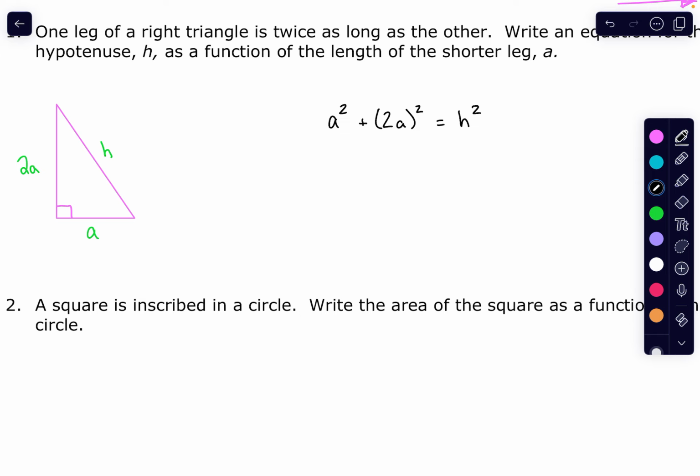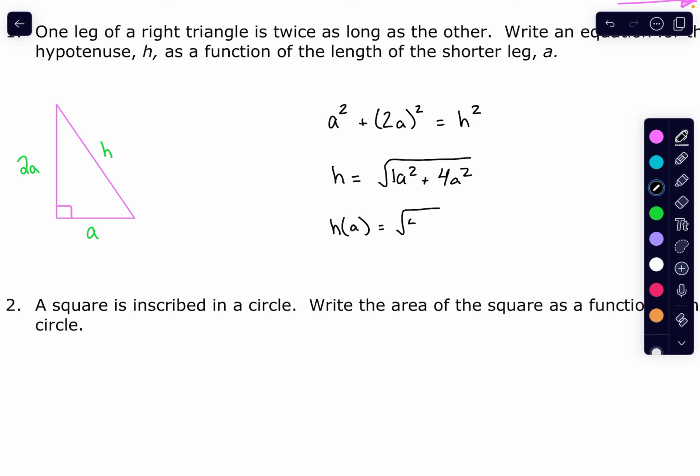I'm going to simplify my exponents, so I get a squared. I'm going to rearrange it so h is alone. Take a square root, a squared plus 4a squared. Note that when you take a square root, there is a positive and negative case, but in this case, when we're talking about a geometric formula, that is only going to pertain to the positive case because distance is always positive. Lastly, we can combine like terms and write this in function notation.